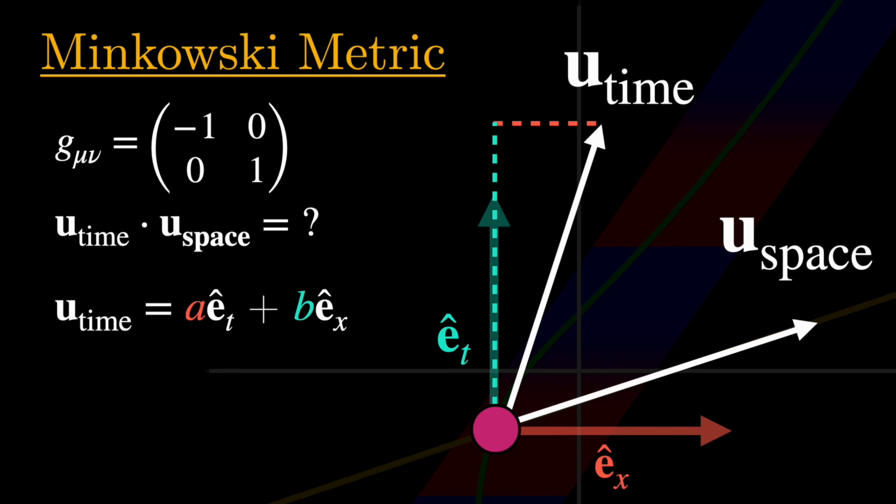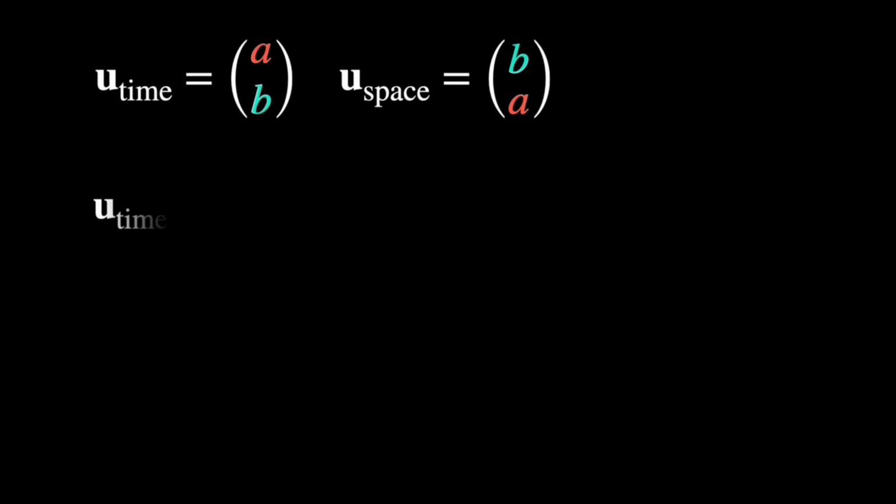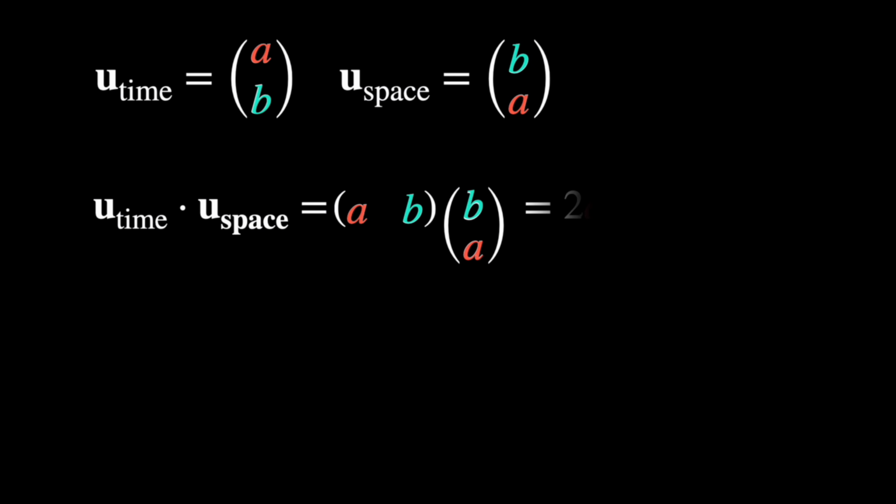And because we've defined u space, this vector along our spatial slice, as a perfect reflection of u time across the diagonal, it's just given by b times et hat plus a times ex hat. Now if we dot these together as usual like this, we'll get a value that doesn't respect the geometry, because we've completely ignored what we know about charts and how they can arbitrarily distort things like vectors.